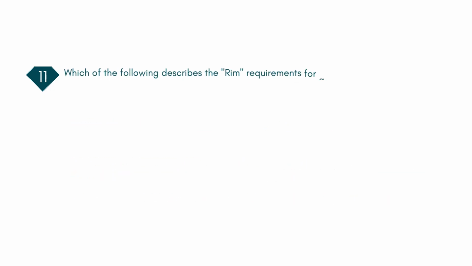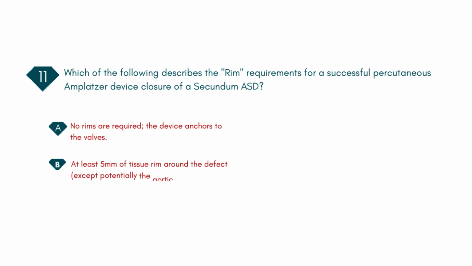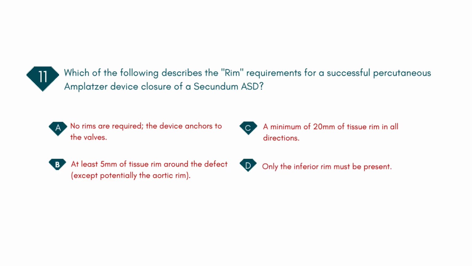Which of the following describes the rim requirements for a successful percutaneous Amplatzer device closure of a secundum ASD? A. No rims are required, the device anchors to the valves. B. At least 5 mm of tissue rim around the defect, except potentially the aortic rim. C. A minimum of 20 mm of tissue rim in all directions. D. Only the inferior rim must be present. Answer: B. At least 5 mm of tissue rim around the defect.